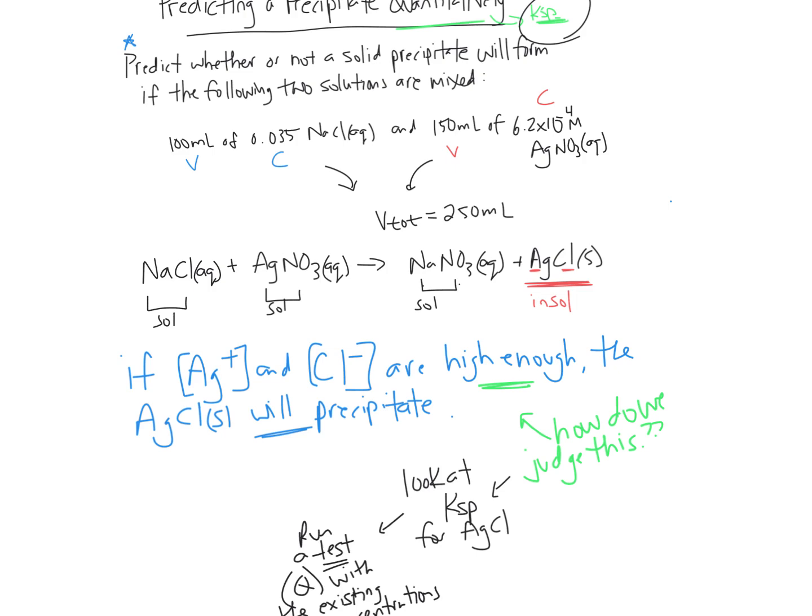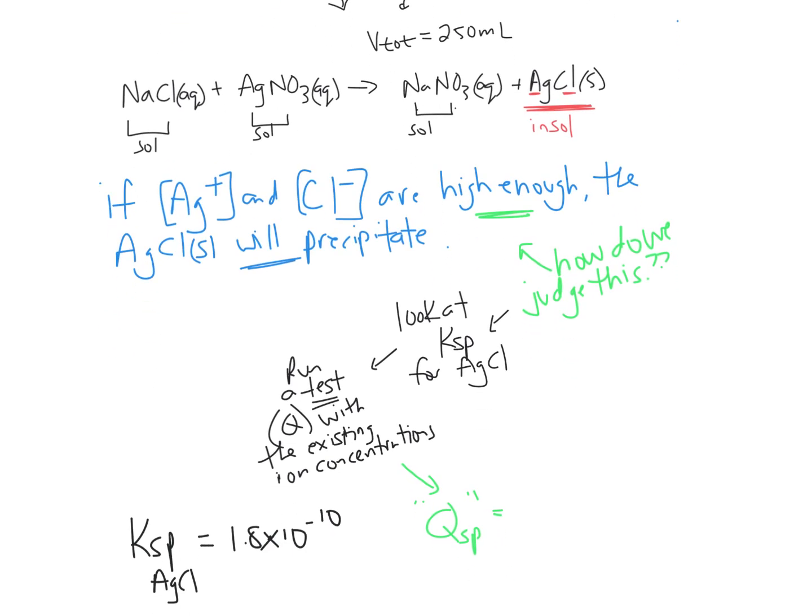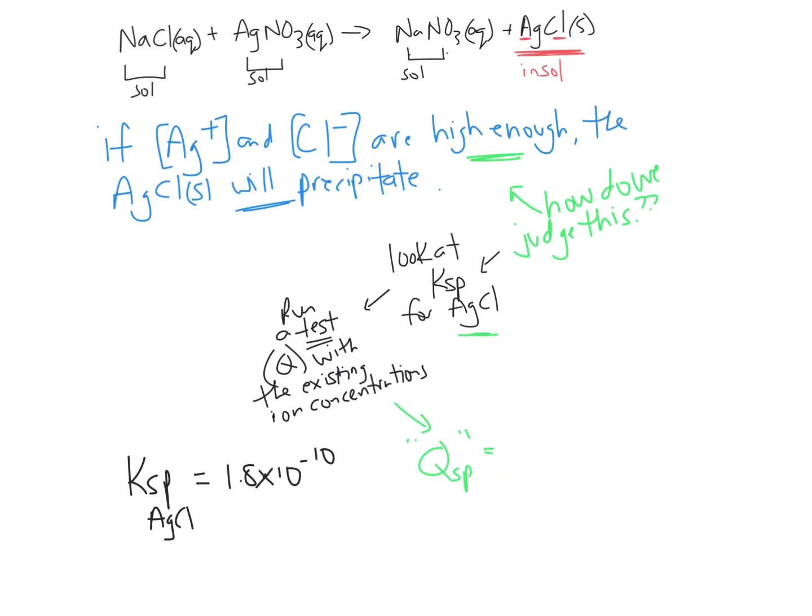Okay, so as I've highlighted down here in green, how are we going to do this little test? Well, we have to look at the KSP for silver chloride. So you look up the KSP value, and you find out that the KSP for silver chloride is 1.8 times 10 to the minus 10. Then you're going to run a test. You're going to run essentially what is a Q test or a trial KSP, okay?